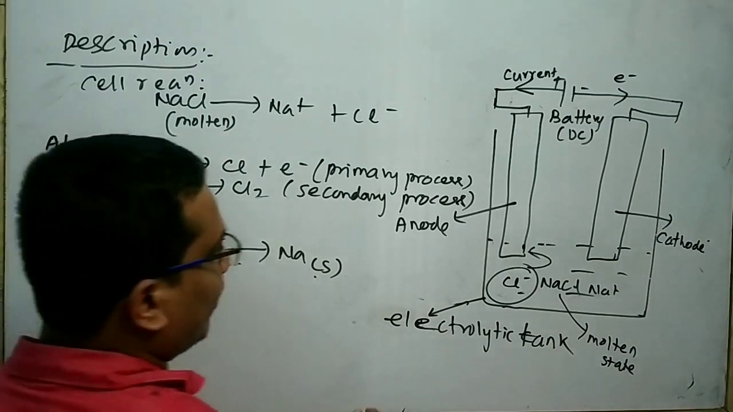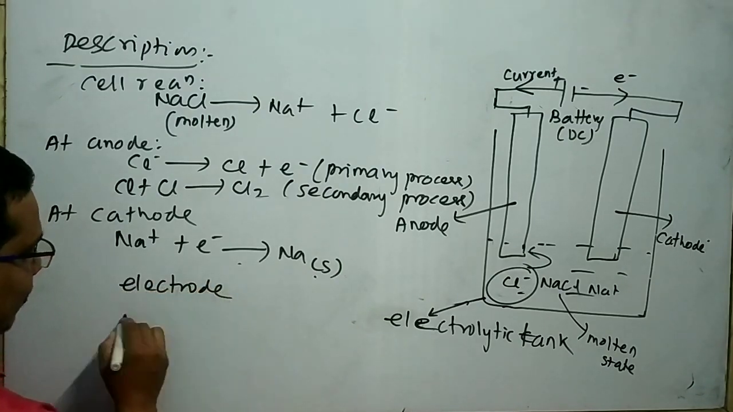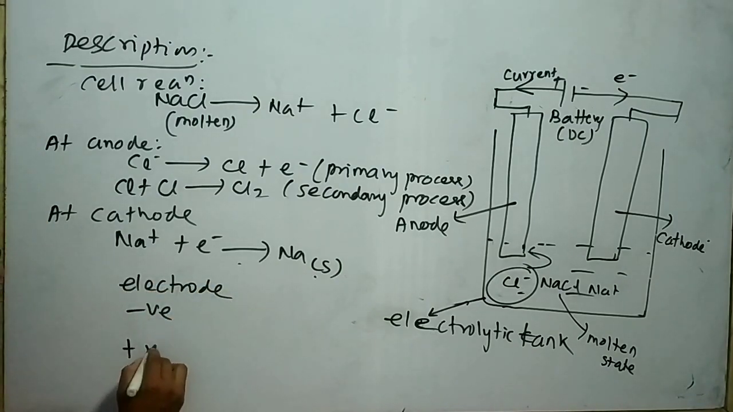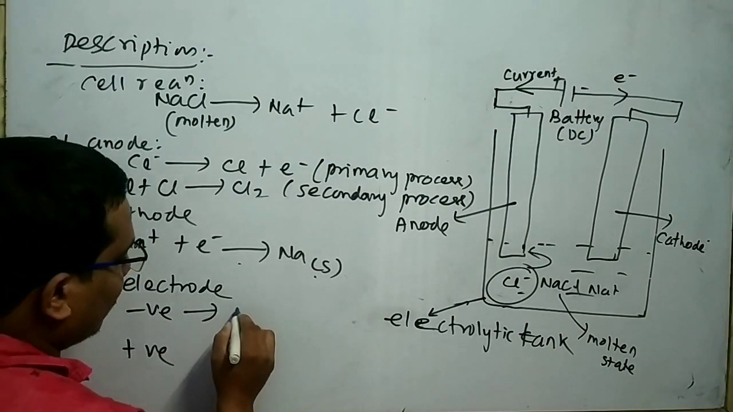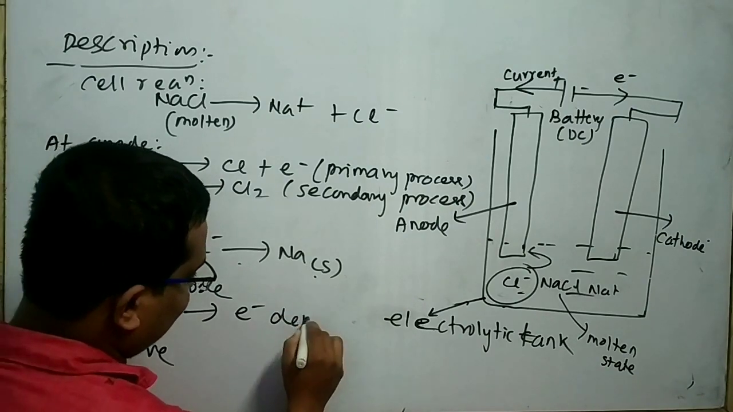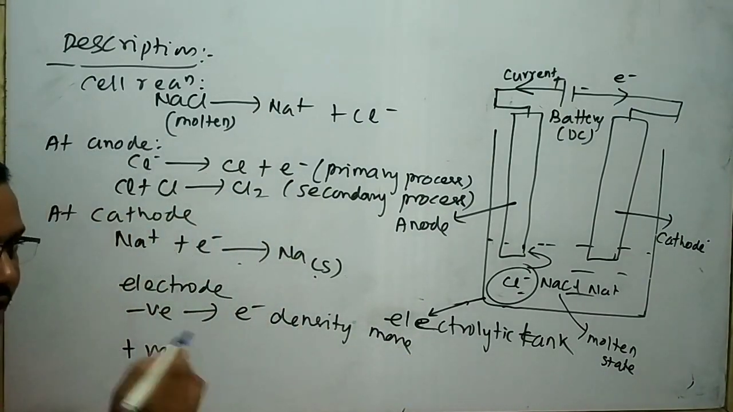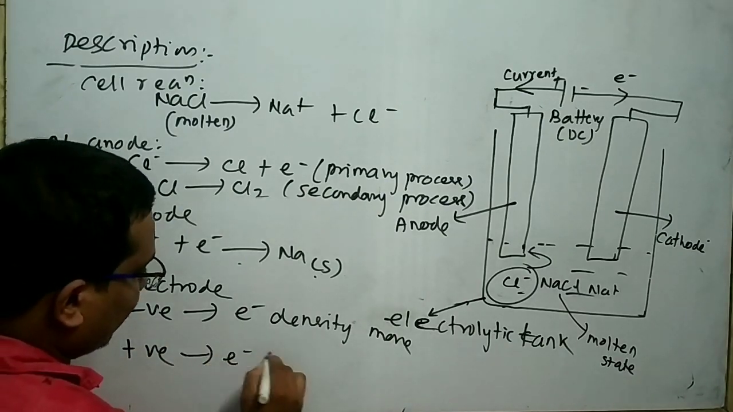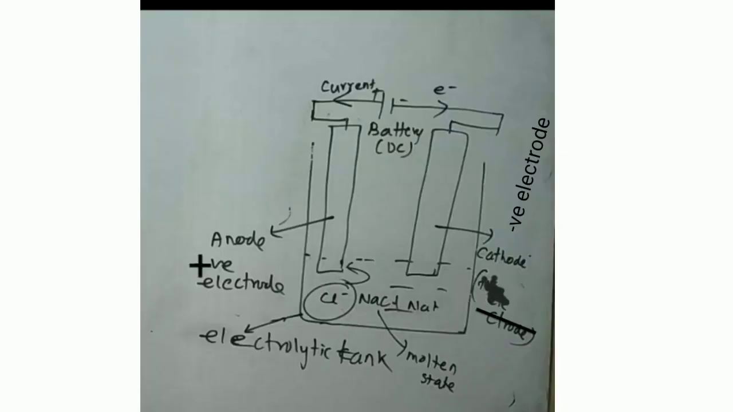Remember an important point, there are also two types of electrode. One is a negative electrode, another is a positive electrode. Negative electrode means that electrode in which the electron density is more. Positive electrode is that electrode in which the electron density is less. In this electrolytic cell, the anode is your positive electrode while the cathode is your negative electrode.